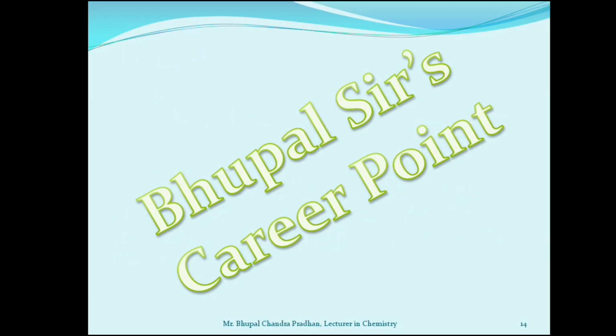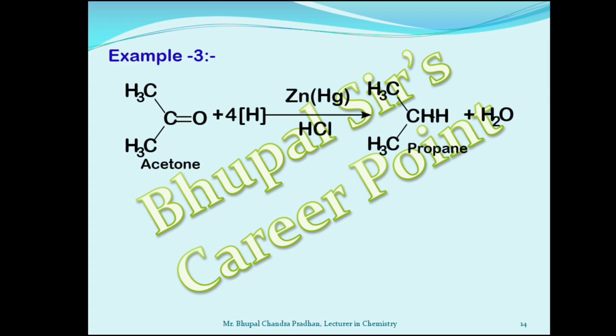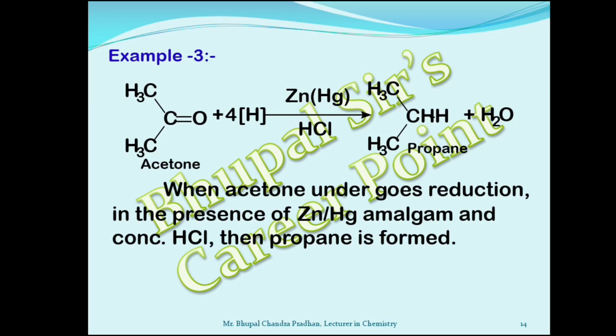Let us come to example 3. How does acetone undergo Clemmensen's reduction? Whenever acetone, or propan-2-one, undergoes reduction in the presence of zinc amalgam and concentrated HCl, then propane is formed. In the statement we have to write down: when acetone undergoes reduction in the presence of zinc amalgam and concentrated HCl, then propane is formed.